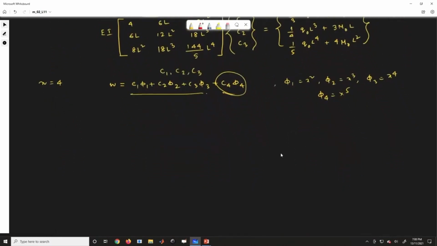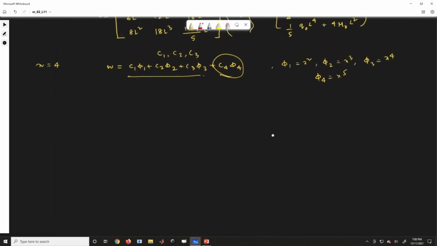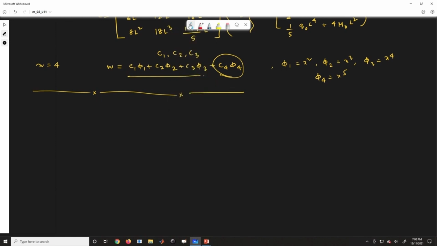Now this completes our numerical example problems. I want to emphasize one more thing here: we have found out how to do the Rayleigh-Ritz method, but the Rayleigh-Ritz method is not limited to the weak form. You can also find the potential energy of the problem and then substitute the Rayleigh-Ritz form like this.